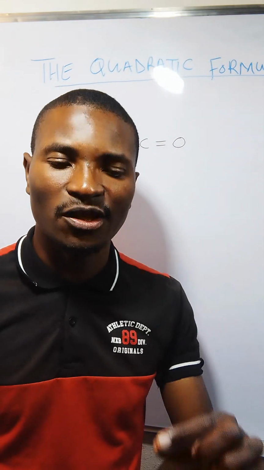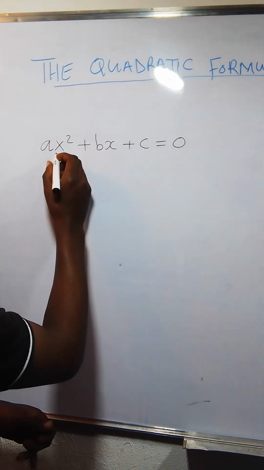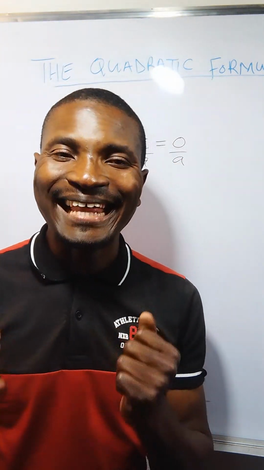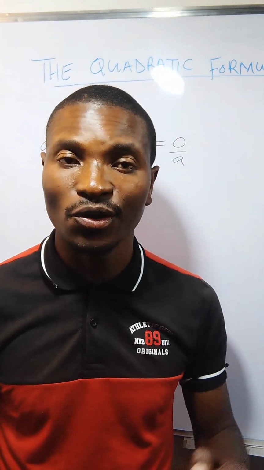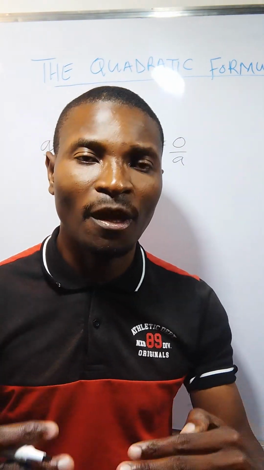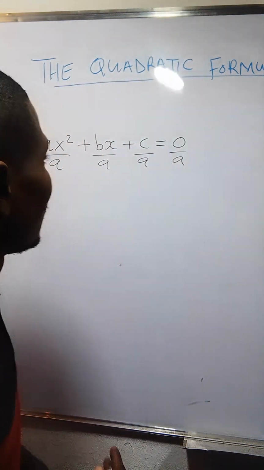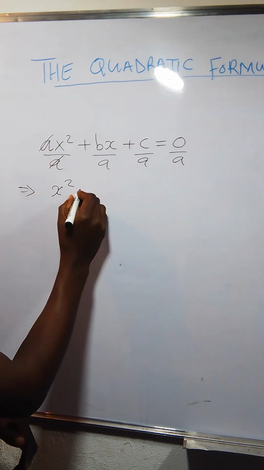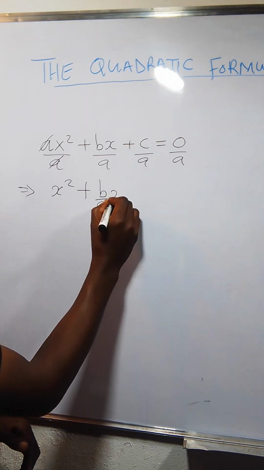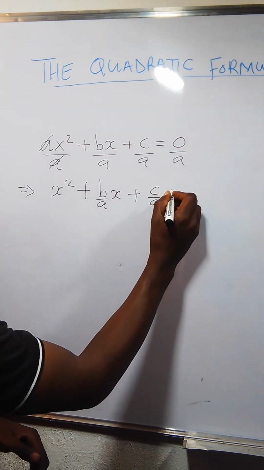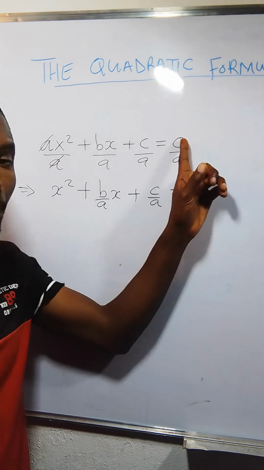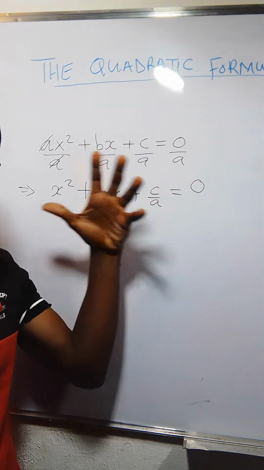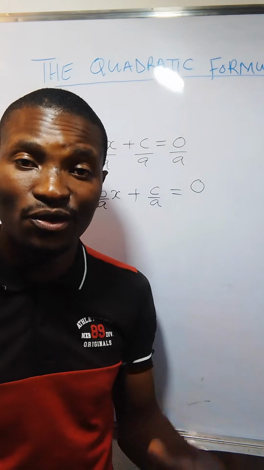So the first thing that you do is you divide everything by this a. That's the procedure for using the completing the square method. So you have to divide everything by a. Once you divide everything by a, let's see how it goes. So we are going to have x squared plus b over a x plus c over a equals 0. The 0 on the right side divided by a also gives you 0.